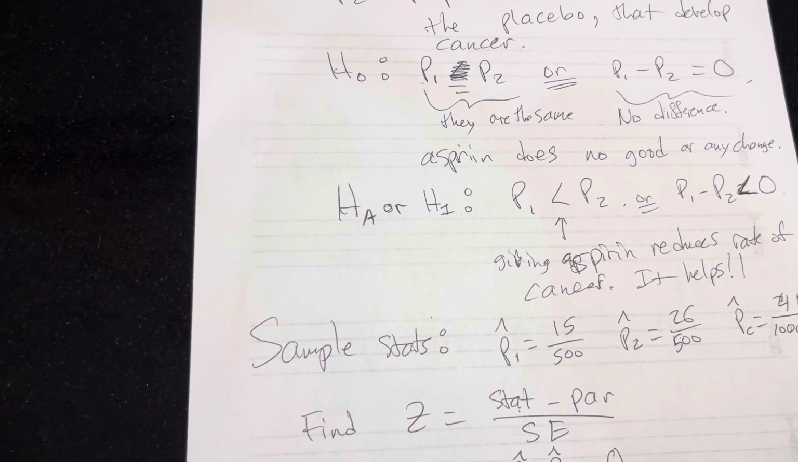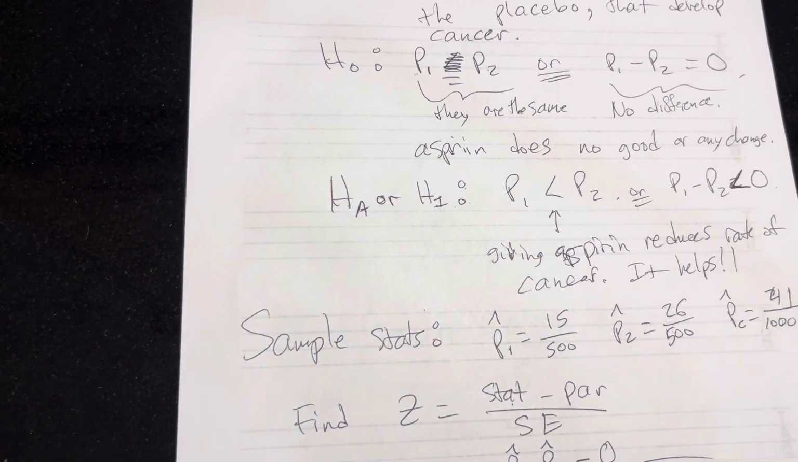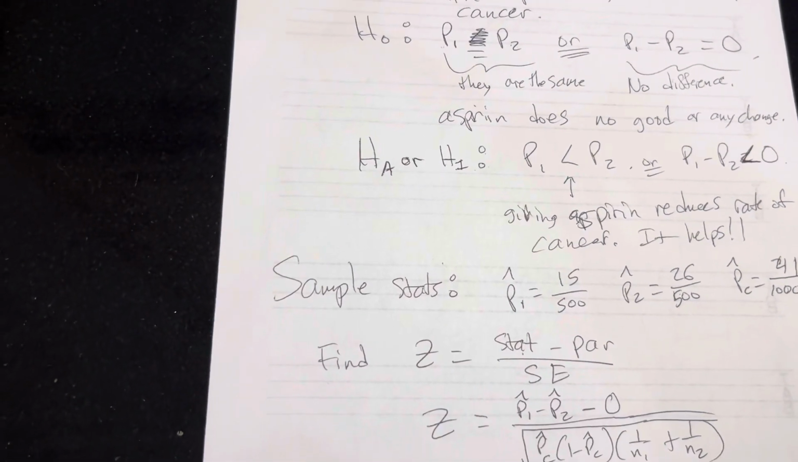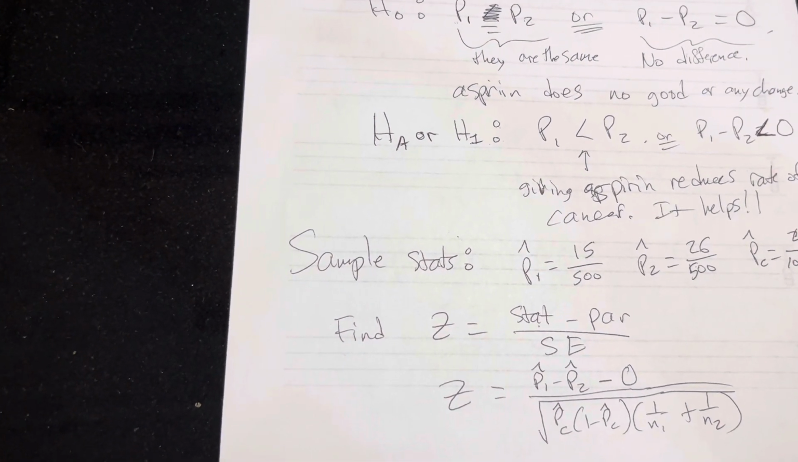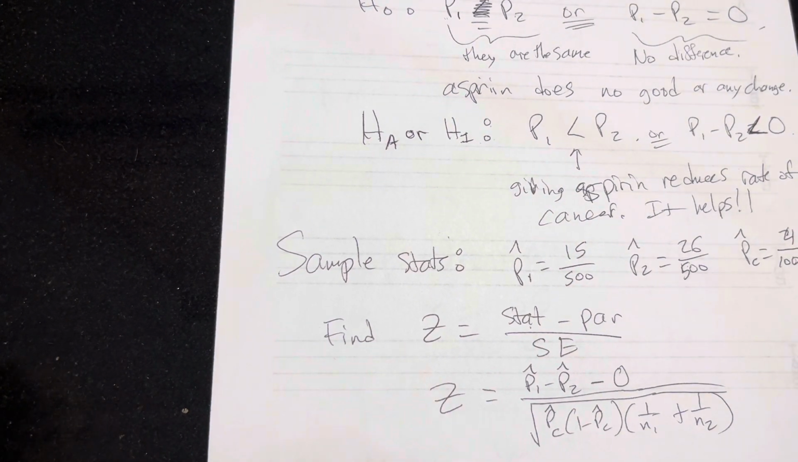My formula says my Z is my statistic minus my parameter divided by the standard error. What is this one? If we go to the formula sheet for a difference in proportions, it looks like that. Most of the time, we're looking at two proportions and we're saying they're equal or we're saying they're different. So that parameter there, remember that's in the null hypothesis that the difference between those is equal to 0.